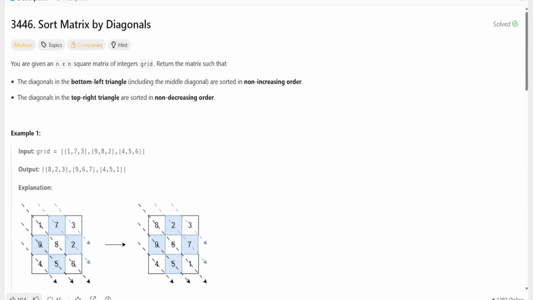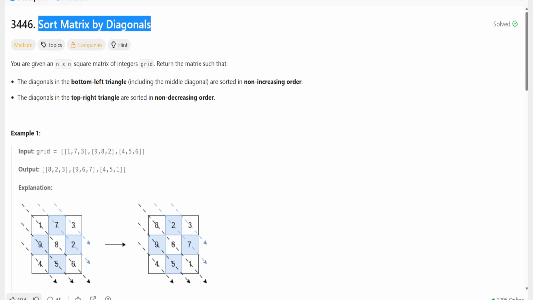Hello everyone, welcome back. In this video, we are going to understand the LeetCode problem number 3446, Sort Matrix by Diagonal. Have you ever seen a matrix where each diagonal needs to be sorted, but some in ascending order and others in descending order? That's exactly what LeetCode 3446 is asking today.